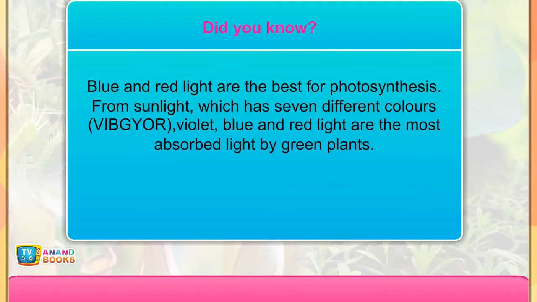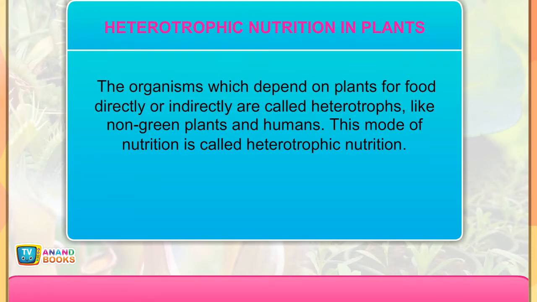Did you know? Blue and red light are the best for photosynthesis. From sunlight, which has 7 different colors, violet, blue, and red light are the most absorbed by green plants.